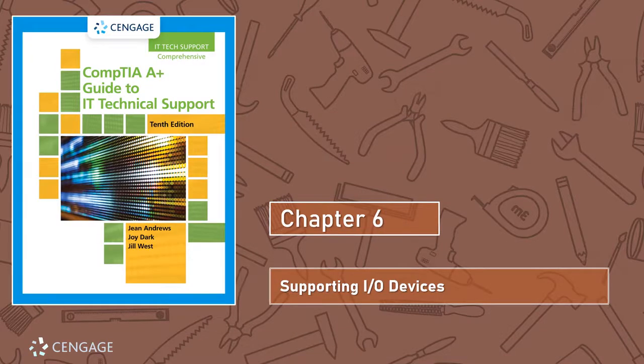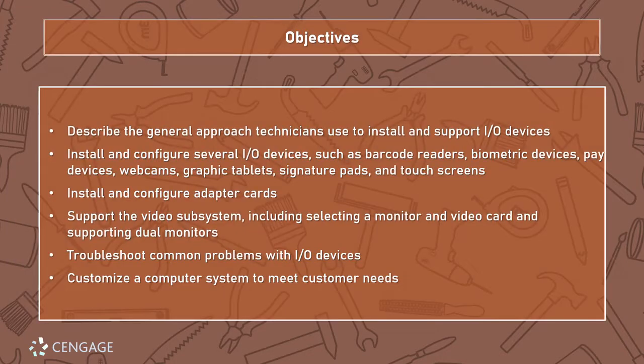Chapter 6. We're going to be talking about supporting input and output devices, usually abbreviated as I/O. So we're going to talk about our general support approach. We're going to look at configuring and installing several different devices: barcode readers, pay devices, webcams, touchscreens, etc. We're going to look at how to set up adapter cards.